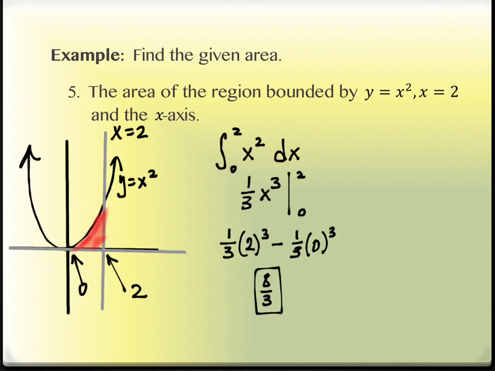Did everybody get 8 over 3? Yep. All right, any questions on that one? Is that it? That's it. Yeah, so they aren't always going to be just nice, neat, pretty x squared, of course. There are going to be other things. But yeah, that is the process we would go through.